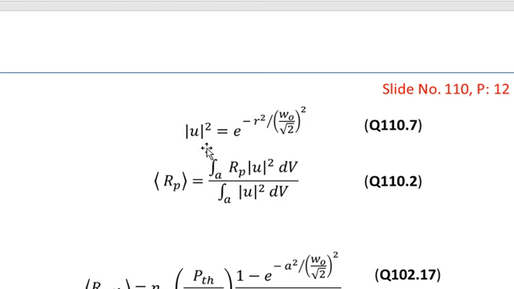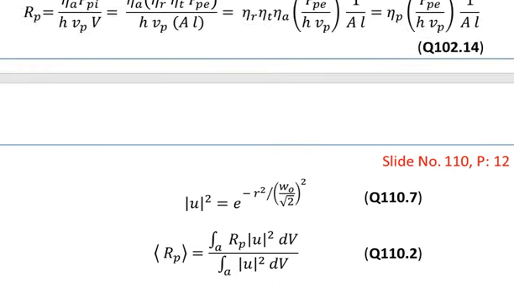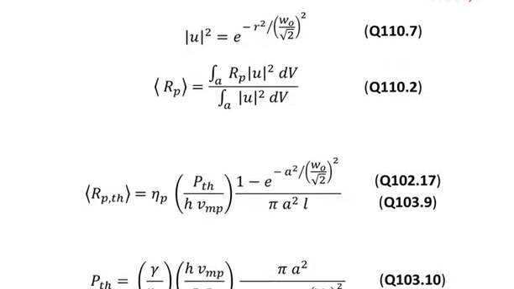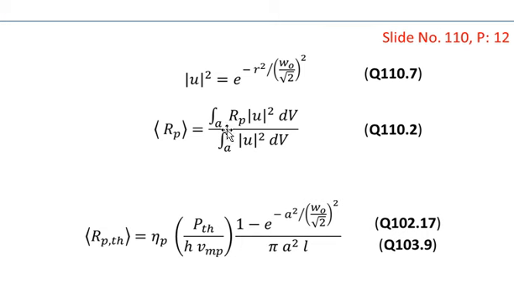And you see that I have the value of u squared, which I mentioned in the previous slide in equation number 7. I have given the absolute square of u, which is e to the power minus r squared divided by the square of w naught over the square root of 2. So if you use the value of Rp from this equation and the value of u from equation number 7 in equation number 2, which I also mentioned in the previous slide, that is this equation.